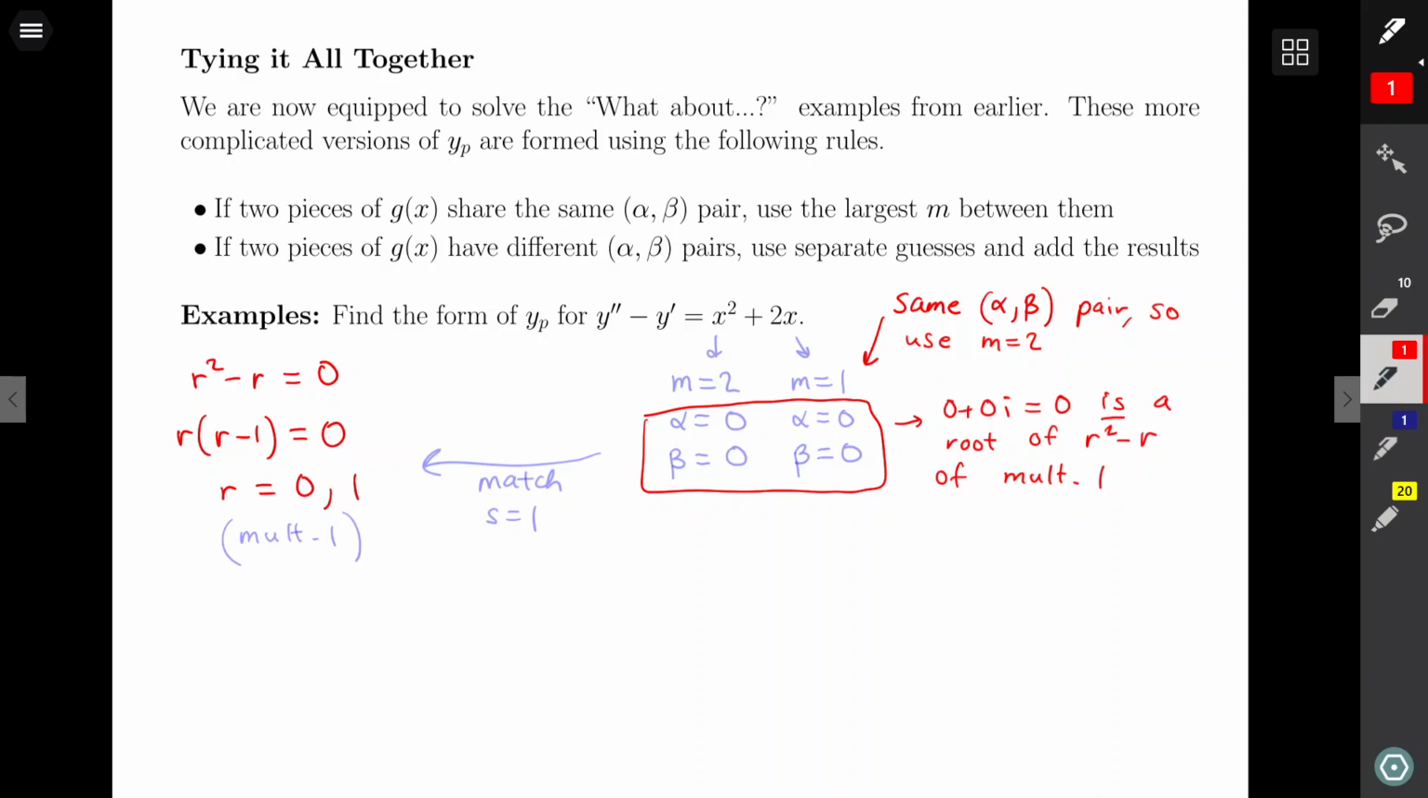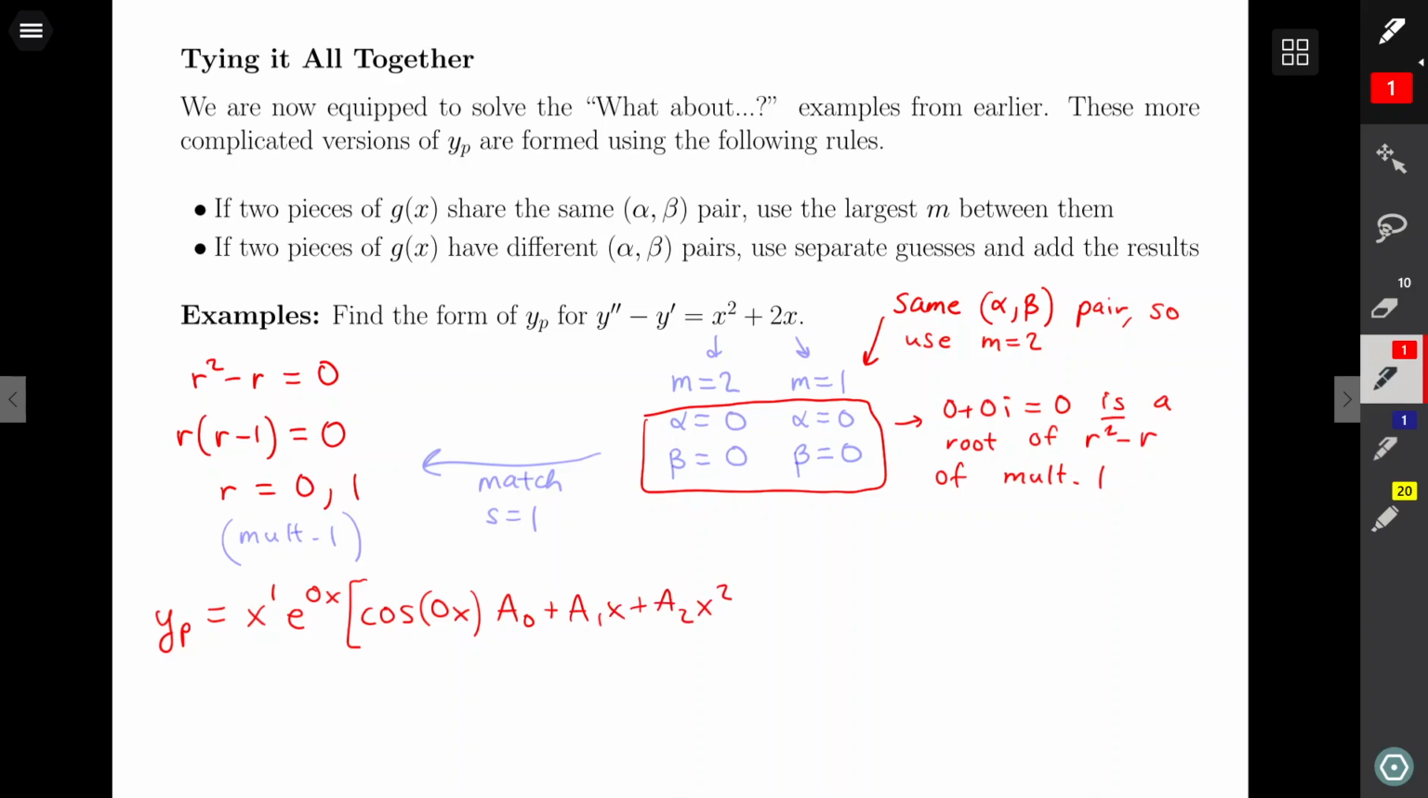So we put that together. On the outside of it, we're going to have an x to the 1 because s was 1. Exponential alpha x, alpha was 0, parentheses, beta was 0, so we're going to have a cosine of 0x. And remember, we're merging these together, so we're only using m equals 2. So you have x squared and all lower powers of x.